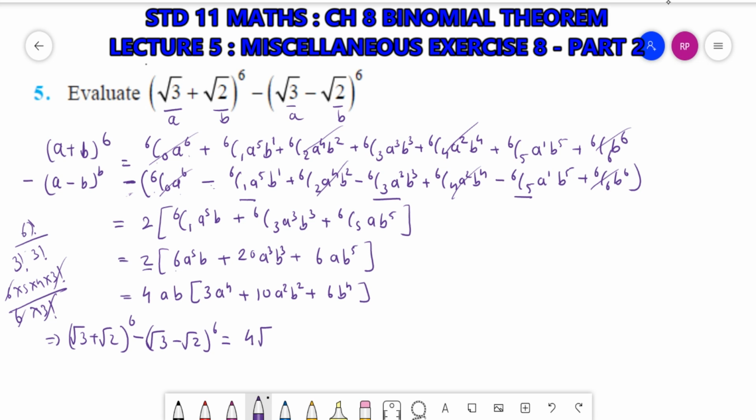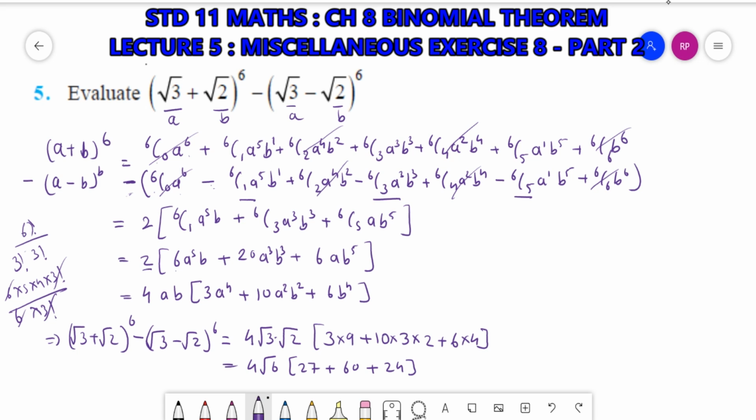Instead of a, root 3. Instead of b, root 2, into 3. a^4 means root 3 raised to 4, so that will be equal to 9. 10 a^2, that is root 3 squared, 3, b^2, that is root 2 squared, 2, plus 3 b^4, that is root 2 raised to 4. That will be equal to 4 into root 3 into root 2, 4 root 6. 9 3s are 27 plus 10 into 3 into 2, 60, plus 3 into 4.